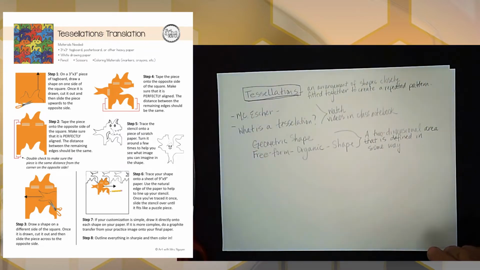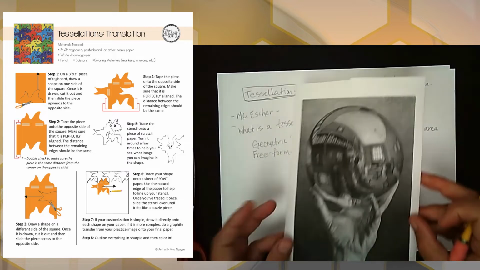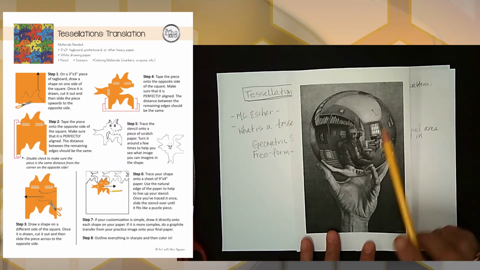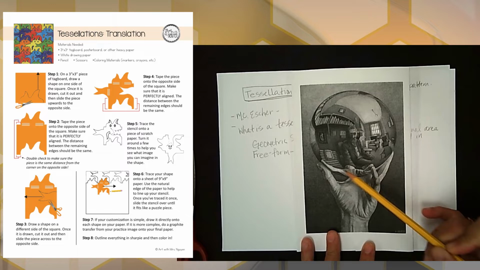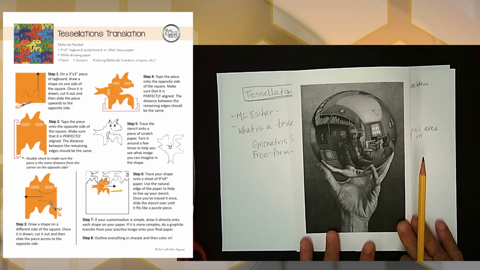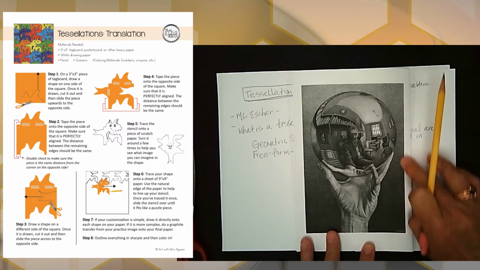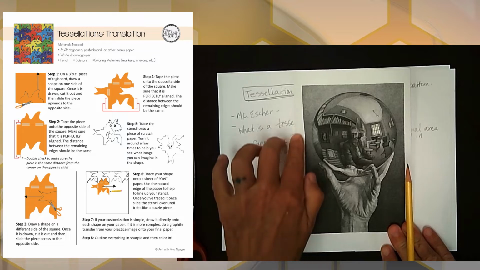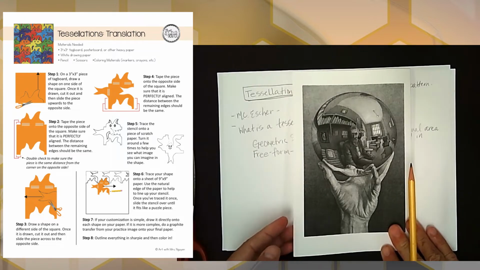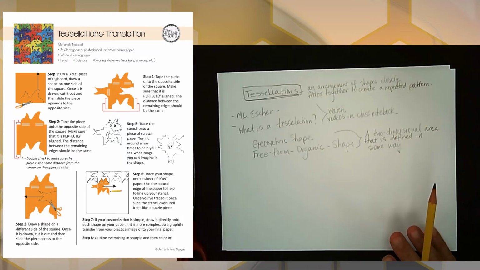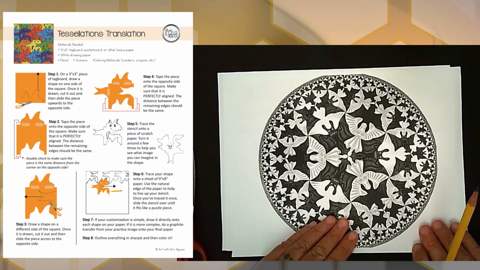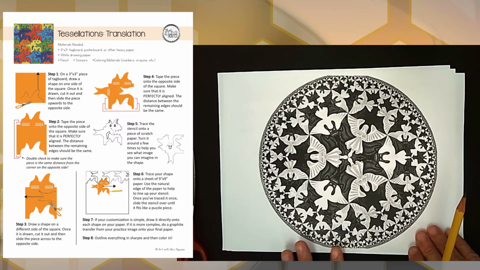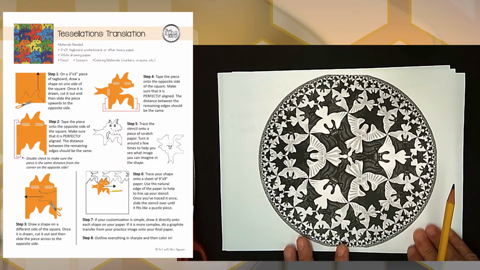Our tessellations are inspired by the artist M.C. Escher, and you may have seen this. This is his self-portrait from a sphere, and he was probably most famous for his printmaking skills, his use of graphite pencils, and he would create these beautiful tessellating shapes. This one's called Angels and Devils. Can you find the angels? Can you find the devils?